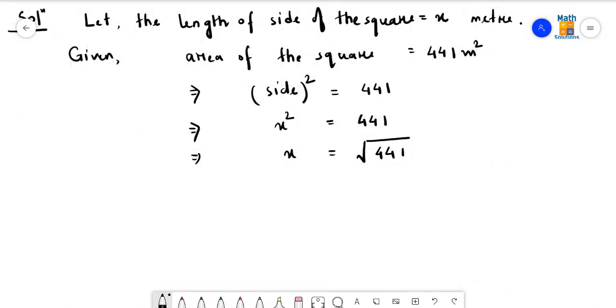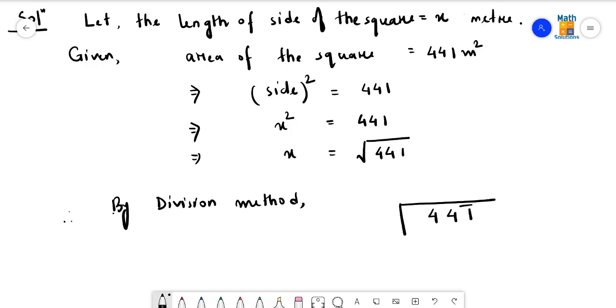We can proceed by using the long division method, or by prime factorization. Both are applicable. So let's proceed with the long division method. What did I get? 441. Let's do pairing. This remains as unpaired. So 2 times 2 is 4 here. On subtraction this will be 0. So only 41 comes down.